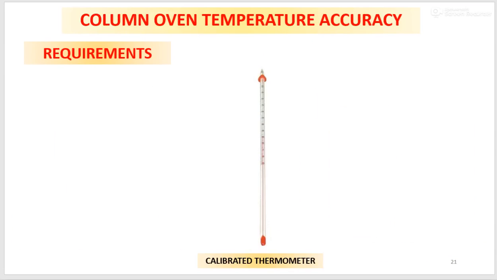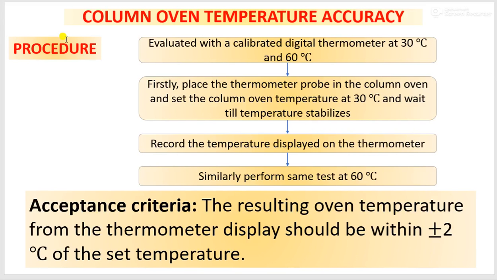Next is column oven temperature. For column oven temperature, you require a calibrated thermometer. Column oven temperature accuracy is evaluated with a calibrated thermometer, and you have to perform it for 30 degree centigrade and 60 degree centigrade temperature. Firstly place the thermometer probe in the column oven and set the column oven temperature at 30 degree centigrade. Then wait till the temperature stabilizes, then record the temperature displayed on the thermometer.